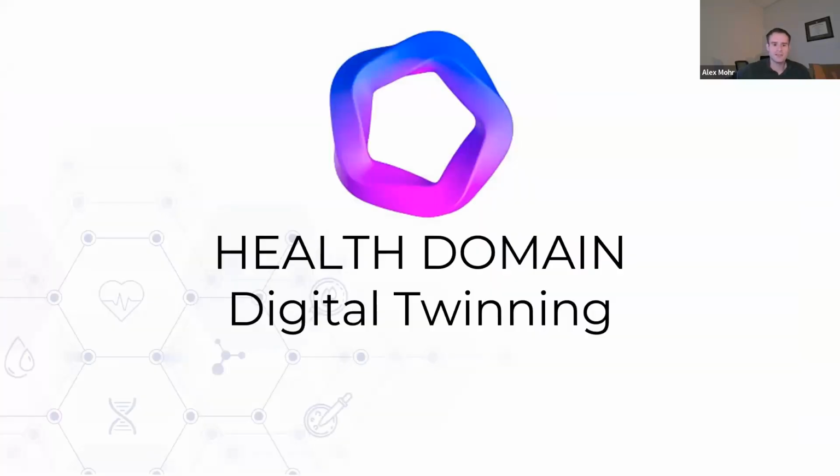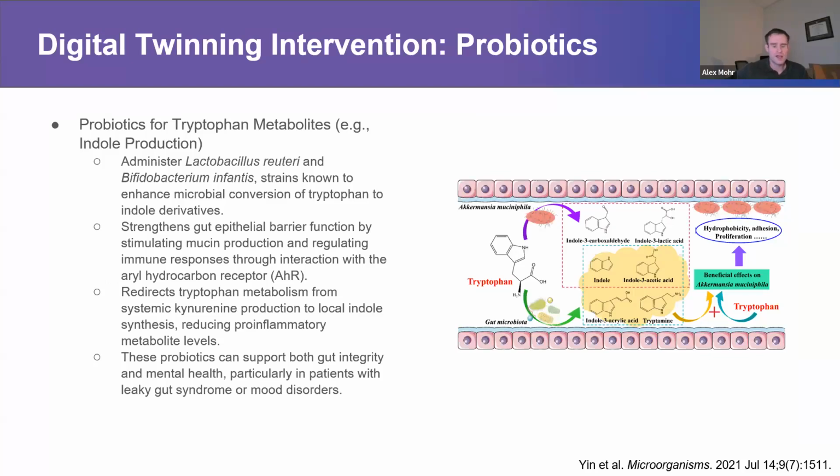So looking at digital twinning in this domain, of course, a common intervention for a lot of individuals is probiotics. However, this really does need to be targeted when we're addressing specific metabolites, or with the microbiome test, specific microorganisms. So in this case, we're taking specific species from Lactobacillus and Bifidobacterium, which are known to enhance microbial conversion of tryptophan to indole derivatives. Here, this strengthens gut epithelial barrier function, specifically by stimulating mucus production and regulating immune responses. So this redirects tryptophan metabolism from systemic kynurenine production to local indole synthesis, reducing pro-inflammatory metabolite levels.